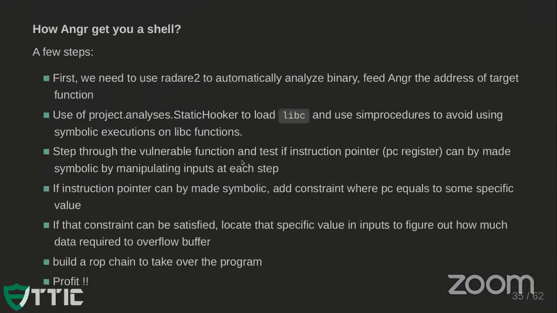And then we can also add a constraint to make sure that the program counter has a specific value that we chose. So let's say, okay, keep going until the program counter is equal to A, or something like that, any value that we chose. So then we make sure we really control the program counter. And at last, we use pwntools to build our ROP chain to really exploit the program.